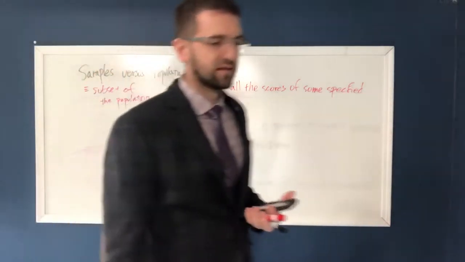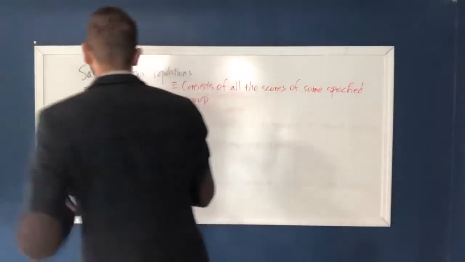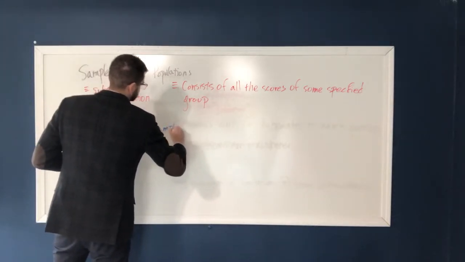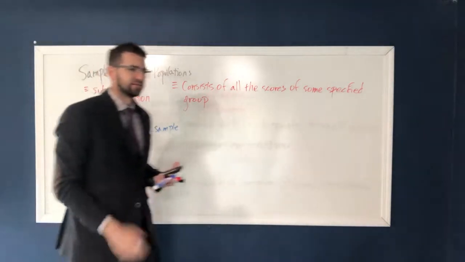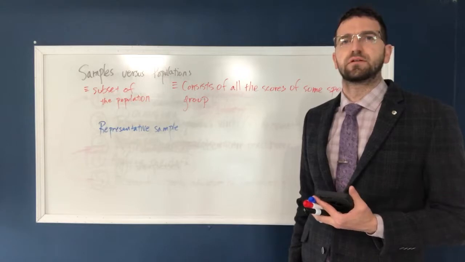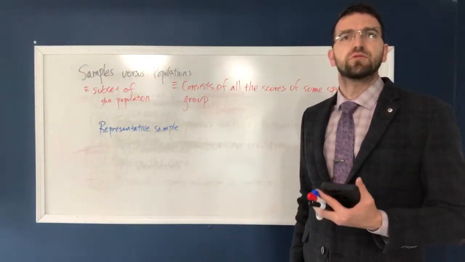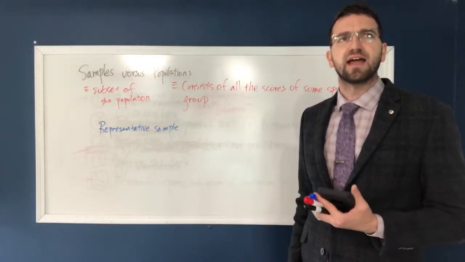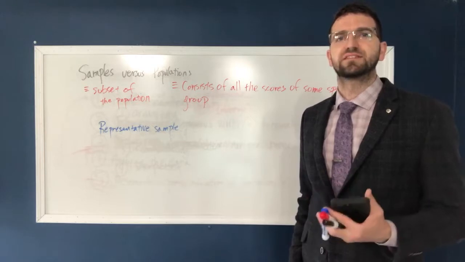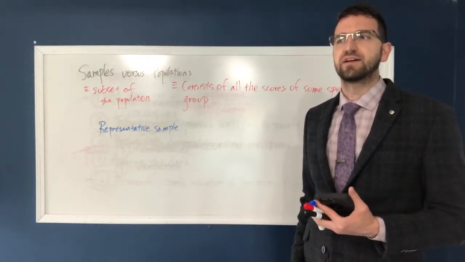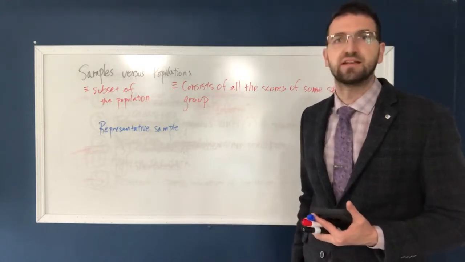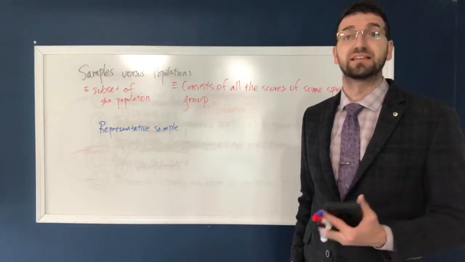I want to cover one other topic that I think is really important. And it's this idea of a representative sample. This is the ideal. You want your sample to represent the population. And why is that? Because you want to talk about the population, right? So if you're interested in people with depression in California, and you have a subset of 100 Californians with depression, you're hoping that those 100 Californians with depression are representative of the total population.